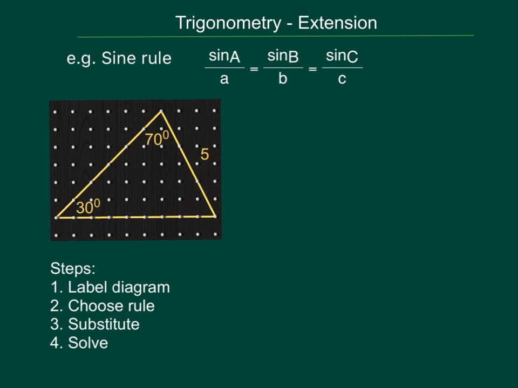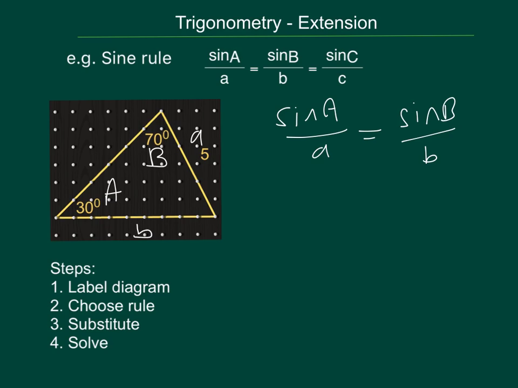To use either the sine rule or the cosine rule, you must first of all label the diagram. So I'm going to start by labelling this side, this angle A, this side a, this side b, and this angle B. I don't need to label C or c because I'm not going to use them. So I'm using sine A over a equals sine B over b, and I just need to substitute. Sine 30 over 5 equals sine 70 over b.